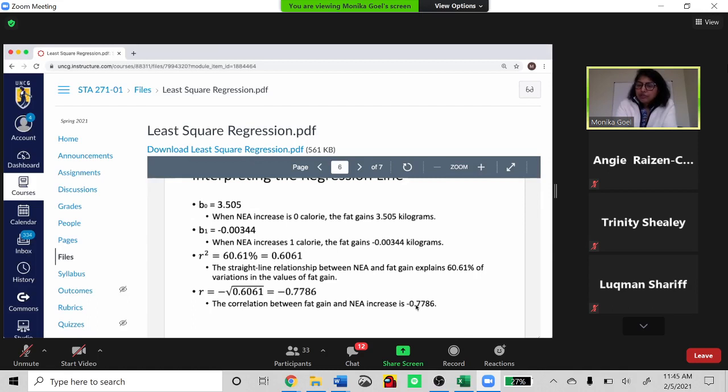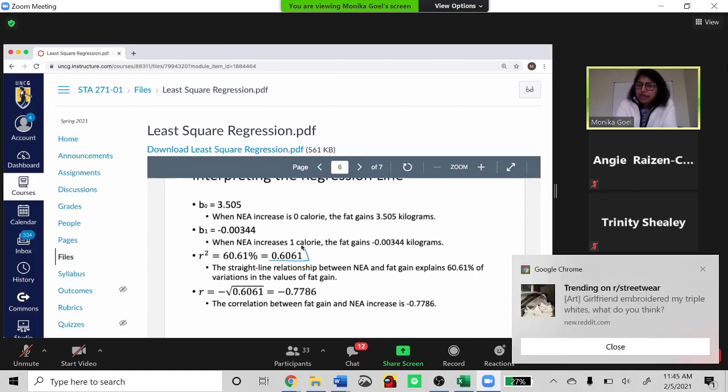So if I'm doing the square root of this part, I get both positive and negative values. And why did I pick the negative one? Because I know my slope is negative. So it gives me the hint that I'm talking about a negative linear pattern. Questions?